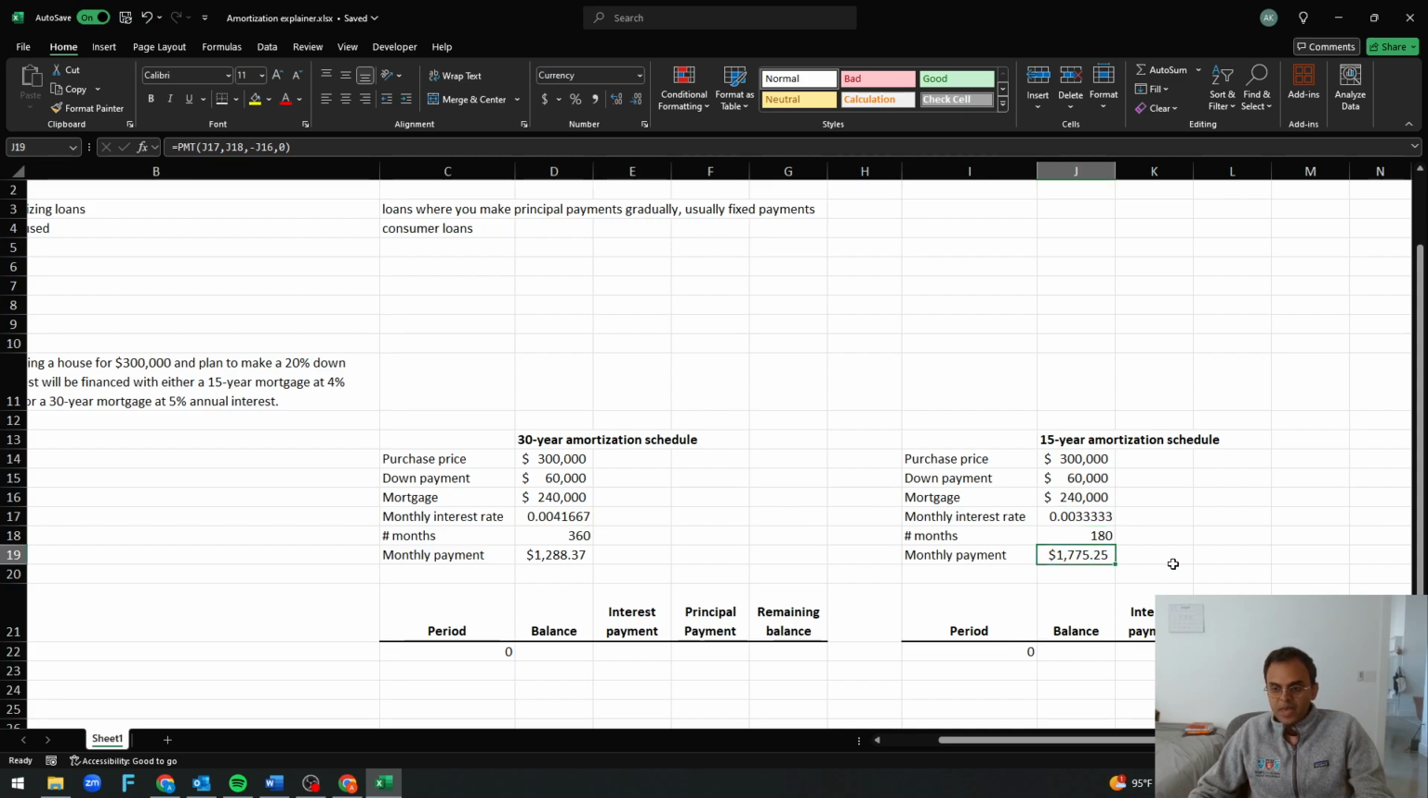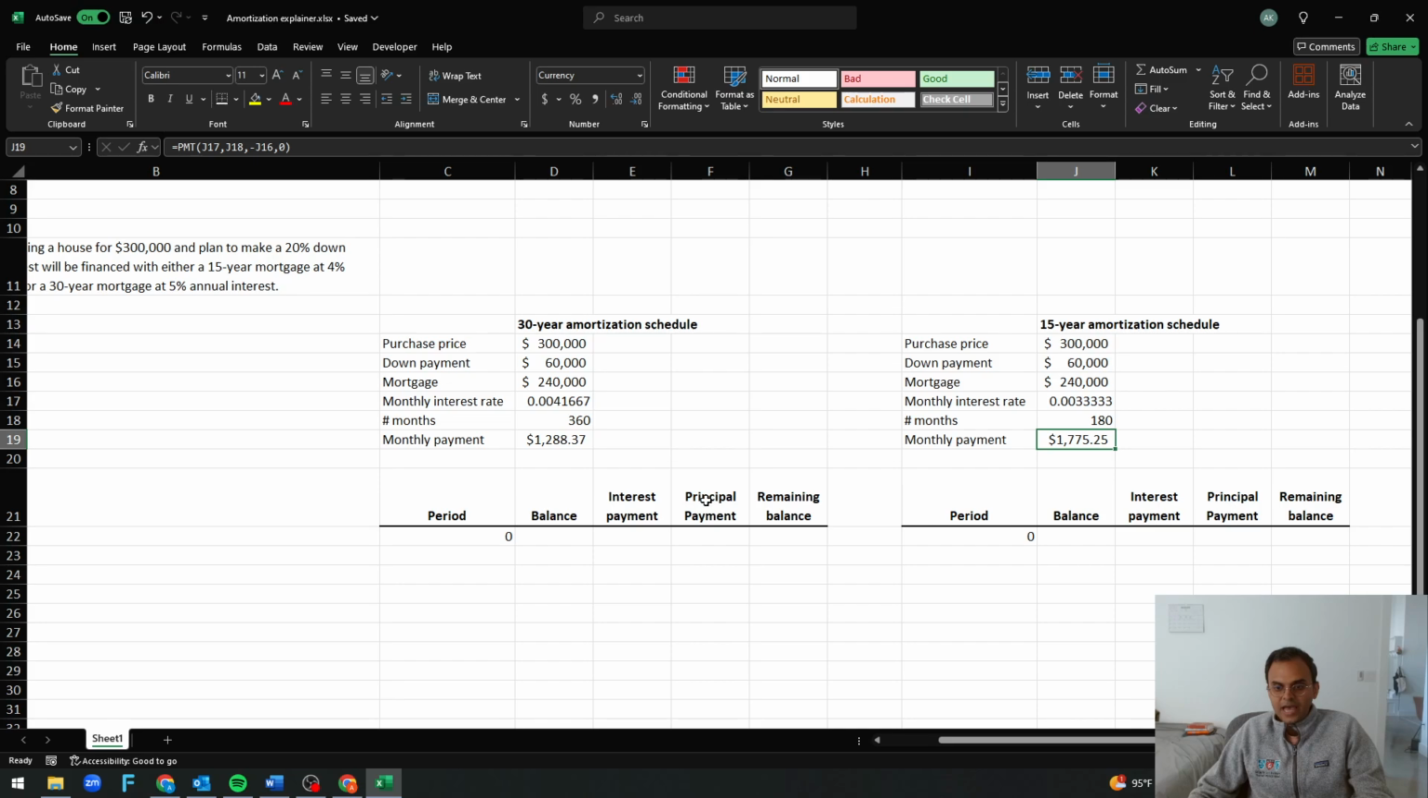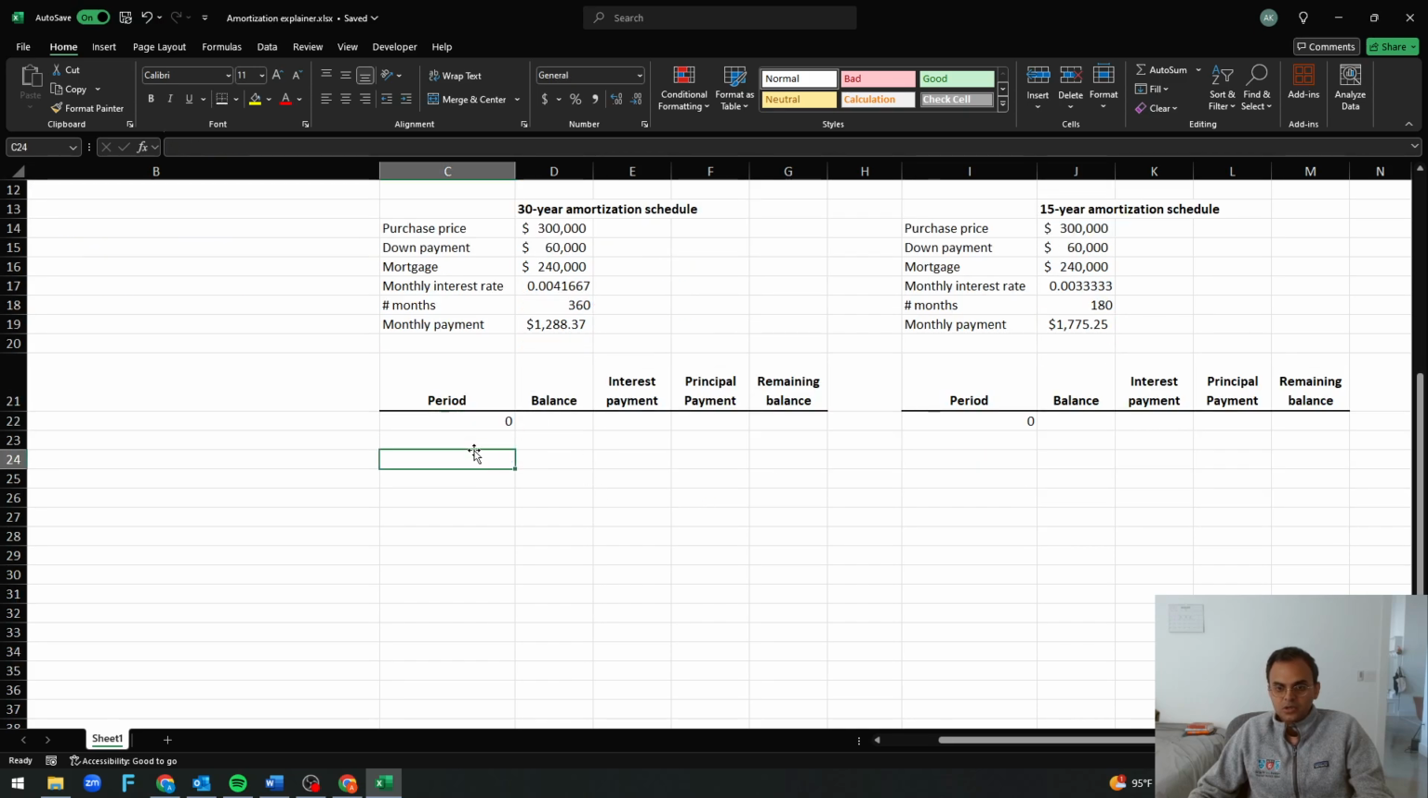The reason the monthly payment is higher is because we only have 15 years to pay off all of this principal instead of 30 years. So we're paying down the principal much more aggressively with a 15-year mortgage. And that results in our monthly payments being a lot higher. So let's build out the actual amortization schedule.